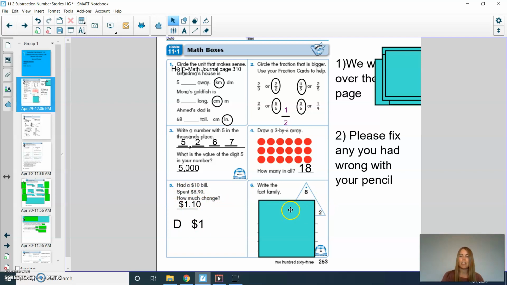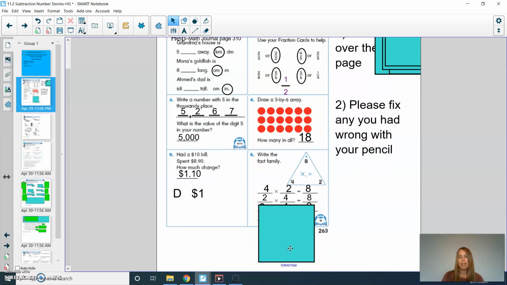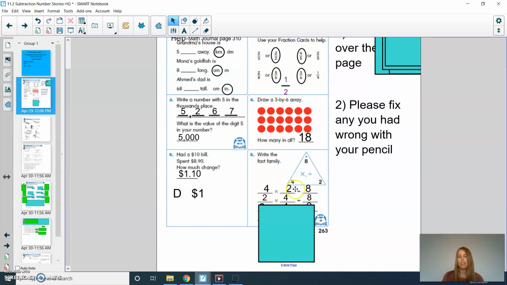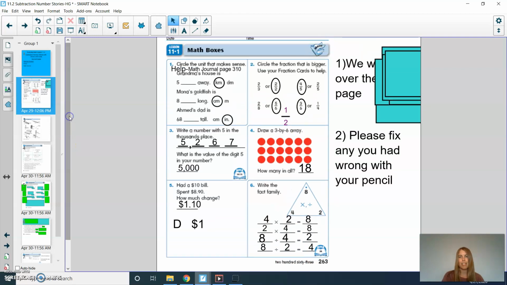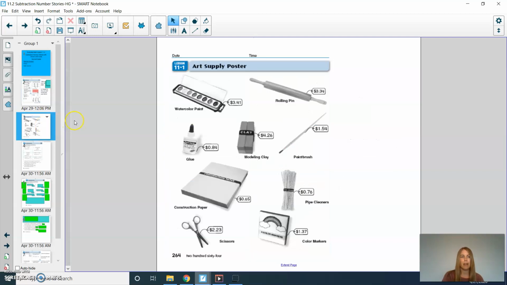For question number 6, you're writing the fact family using 4, 2, and 8. For the first two, they could be in either order. You could either do 4 times 2 equals 8 first, or 2 times 4 equals 8. And then for the bottom two, you should have had 8 divided by 4 equals 2, and 8 divided by 2 equals 4. Boys and girls, if you notice that you had any wrong, please fix those mistakes with your pencil and eraser.